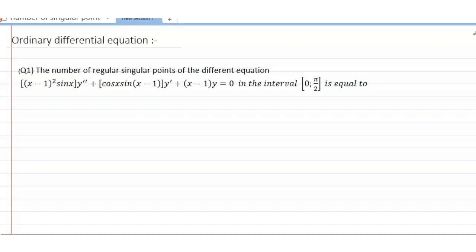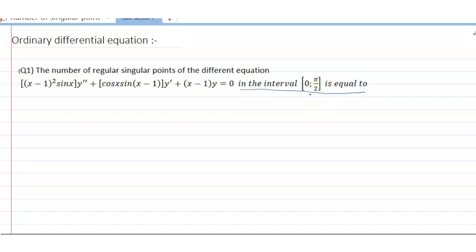Today's discussion is ordinary differential equations. So friends, the number of regular singular points of the differential equation (x minus 1)^2 sin x y double dash plus cos x sin(x minus 1) y dash plus (x minus 1) y equals 0 in the interval 0 comma pi by 2.